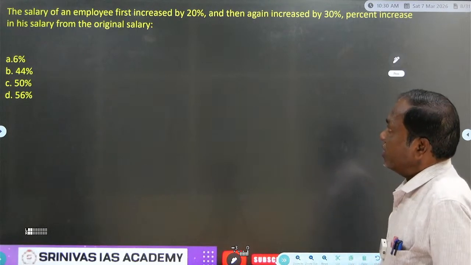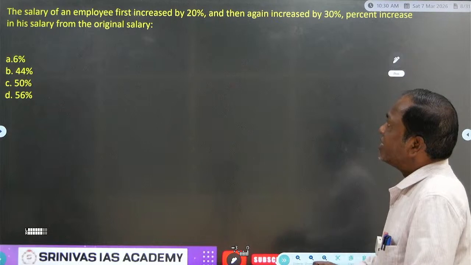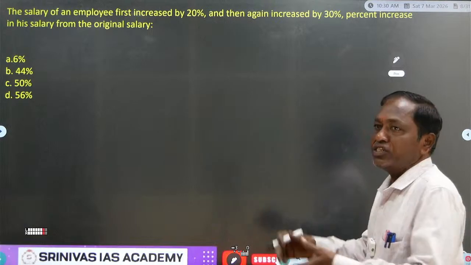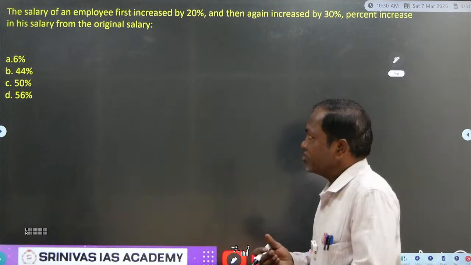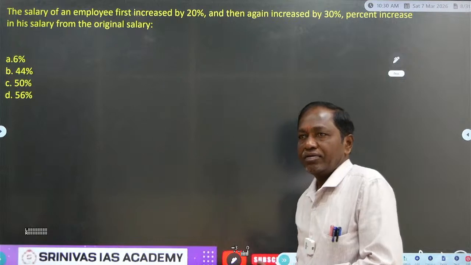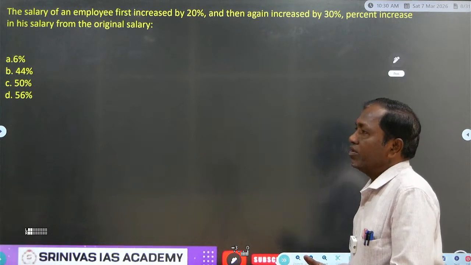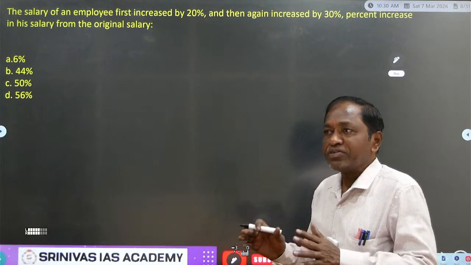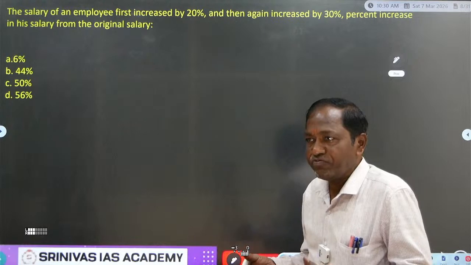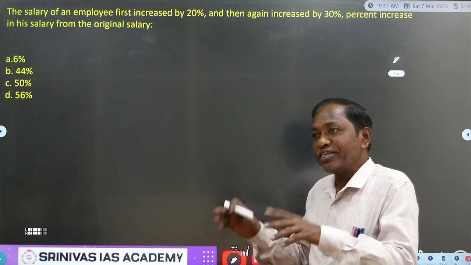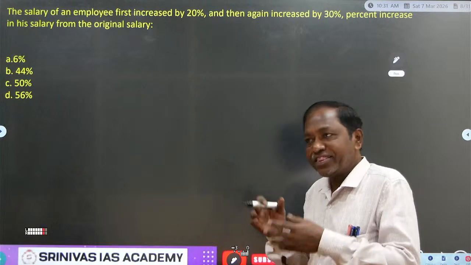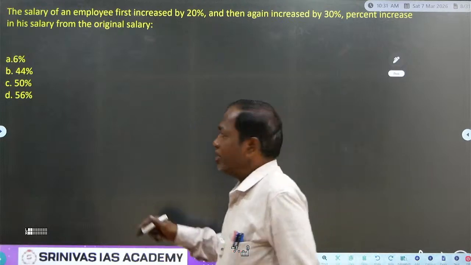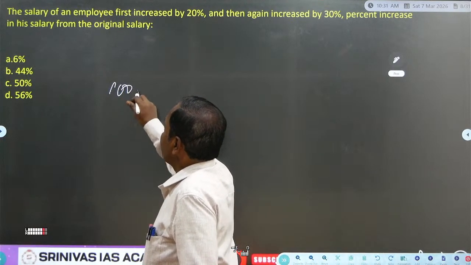Next one. The salary of an employee first increased by 20%, then again increased by 30%. What is the increase in the salary from the original salary? The original salary is not known. When a number is not given, it's like getting a sweet from the examiners. When a number is given, calculation starts. When nothing is given, we are lucky enough, we can assume. Let the salary be 100.